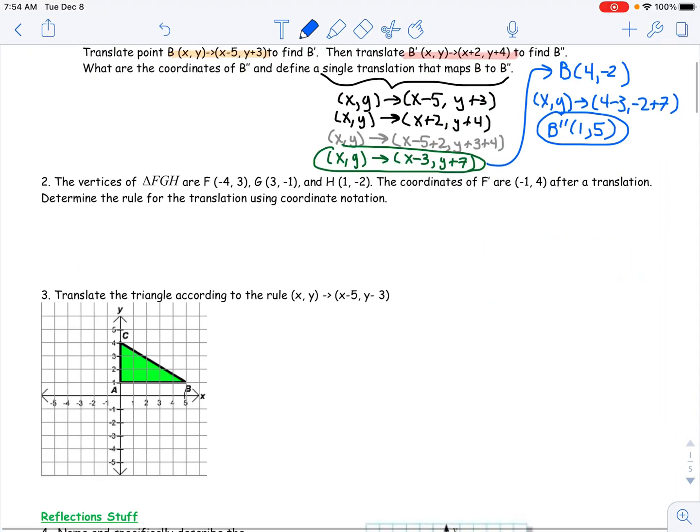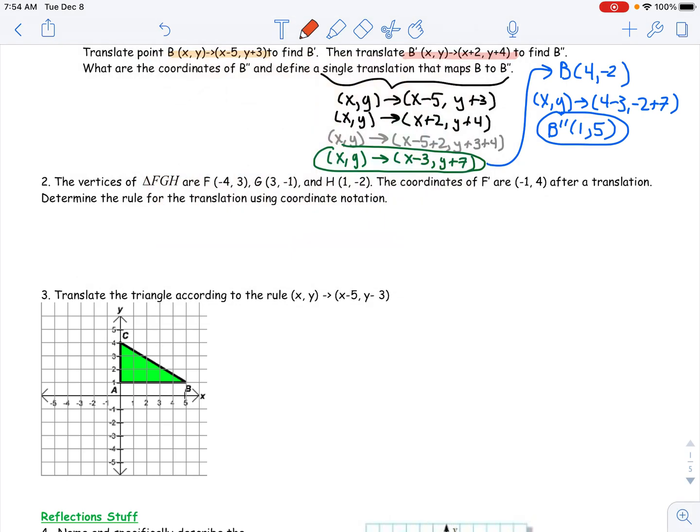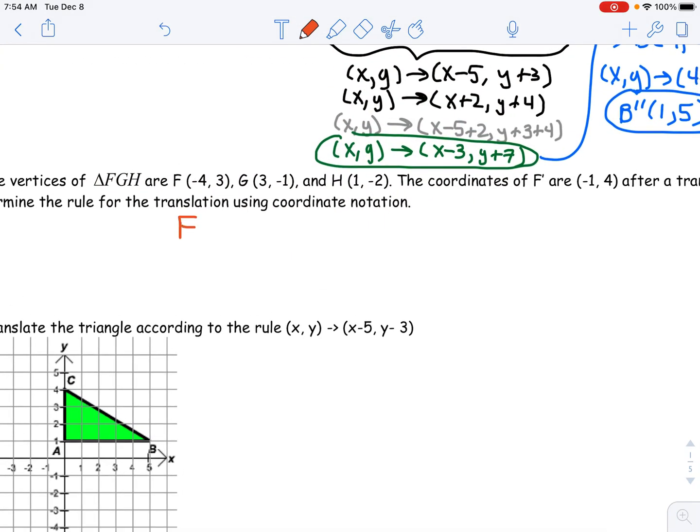Let's cruise right along. The vertices of F, G, H are F (-4, 3), G (3, -1), and H (1, -2). The coordinates of F prime are (-1, 4) after the translation. Determine the rule of the translation using coordinate notation. So this problem right here, all we have to do is focus on F and F prime.